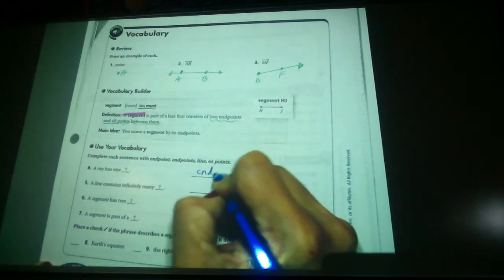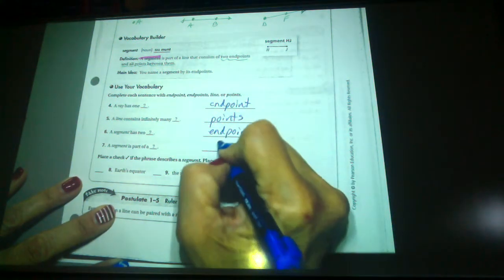So number four, a ray has one what? Endpoint. A line contains infinitely many points. A segment has two endpoints, plural. A segment is part of a line.